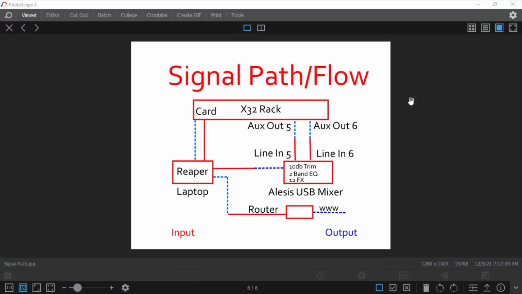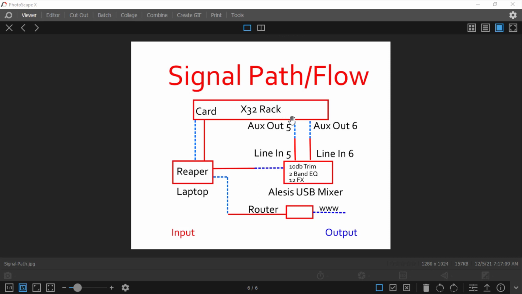So, what is our signal path? Well, we have the X32 rack. We're coming out of the card. As you can see, the outputs are going to be the blue. The inputs are going to be the red. We're coming out of the card into Reaper, into the laptop. We're coming out of the laptop back into the X32 rack.